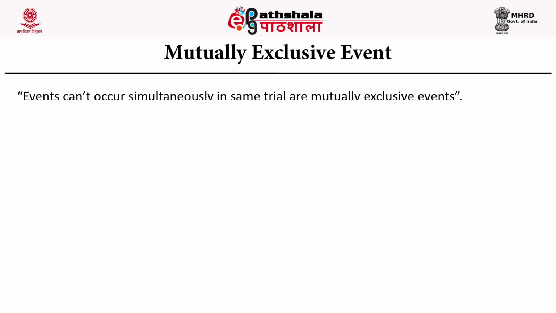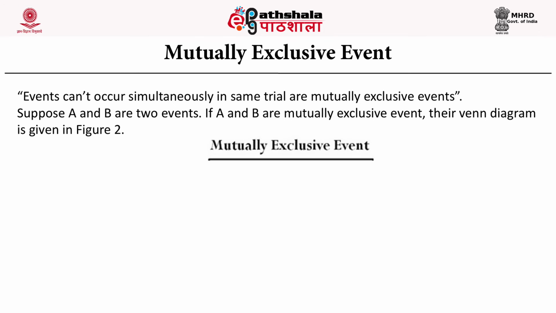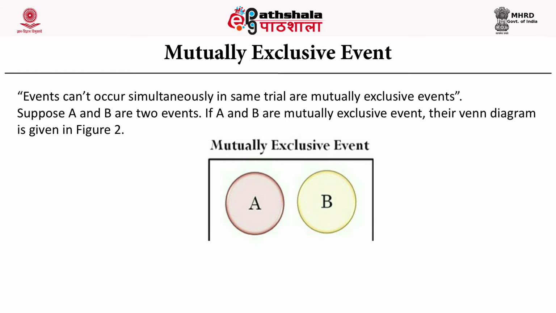Now the definition of mutually exclusive events. Events that cannot occur simultaneously in the same trial are mutually exclusive events. Suppose we have two events A and B. If A and B are mutually exclusive events, then one can easily see from the Venn diagram that these two events do not overlap on one another. So these are called mutually exclusive events.